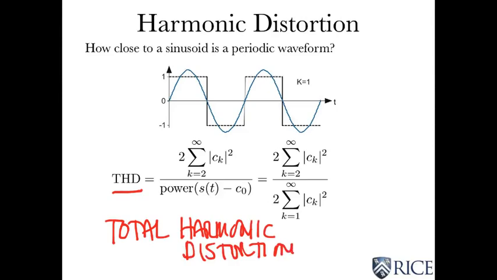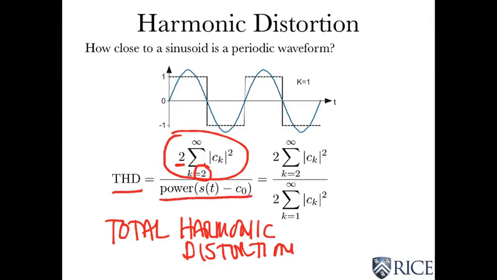And it has the following definition. The numerator is the power in the higher harmonics. Notice it starts at 2, and of course this 2 has to do with the fact we're including the negative frequency terms as well. And the denominator is the power in the signal.